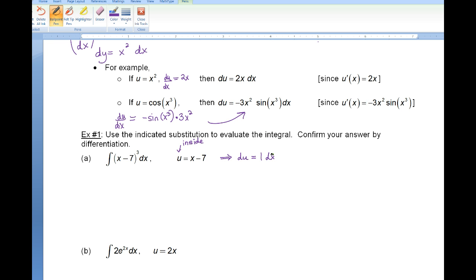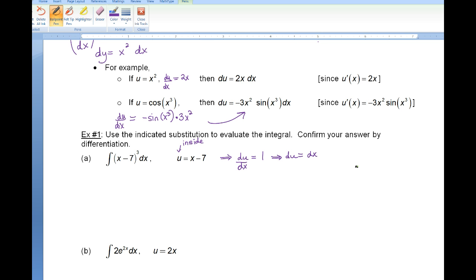Wait, how do you go from u to du? Let me go back here. What's du dx equal? 1. So then du is really just equal to dx. Multiply the dx to the right side. Wait, what about the cube part? Okay, we're going to take care of that.